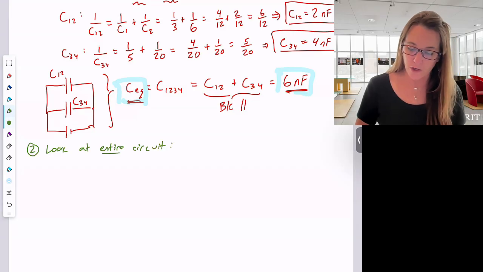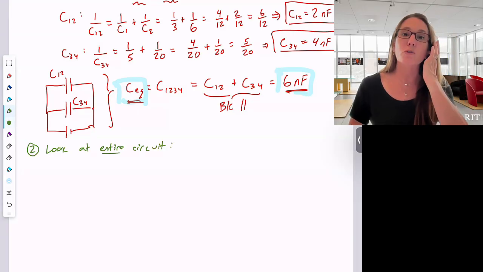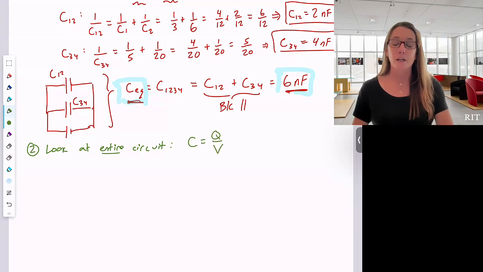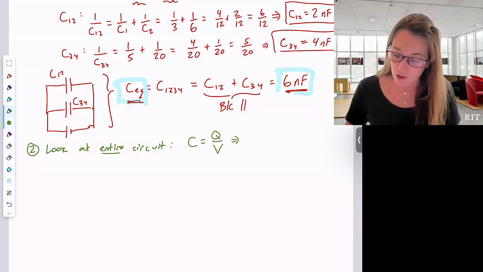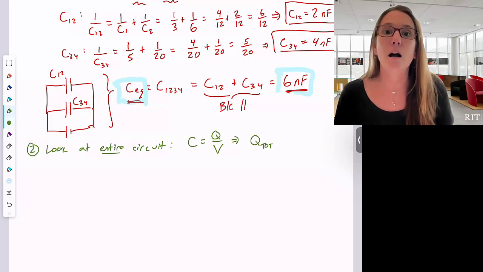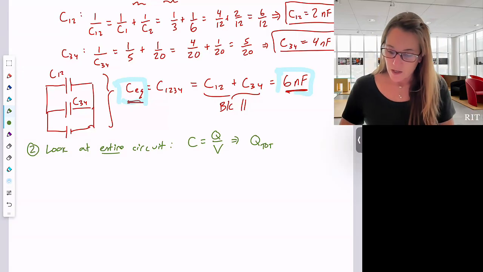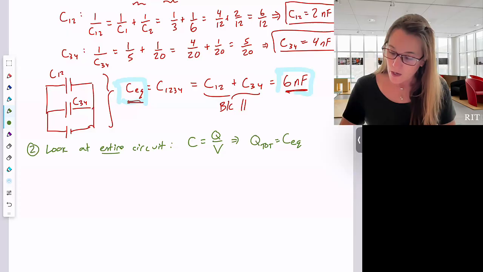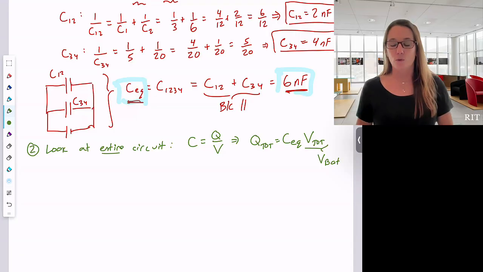So the total circuit, which means that I'm going to use this result, right? We have this equation for capacitance, which is charge per volt. And so what that allows me to say is that my total charge in the circuit is going to be equal to my total capacitance, which is what we call the equivalent capacitance, times my total voltage, which is the voltage of the battery or the voltage of the power source.